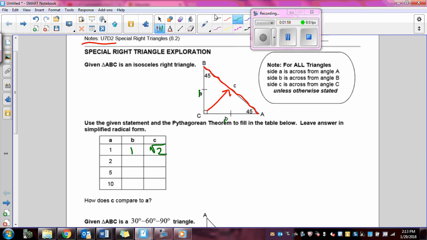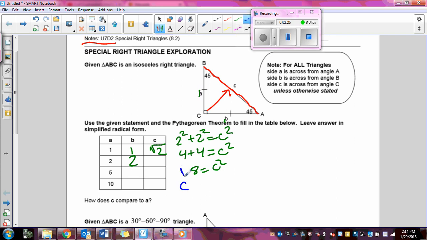You know that if A is 2, then B is also 2 because they're equal side lengths. And we're going to use a squared plus b squared equals c squared. 2 squared is 4, plus 4 equals c squared. 8 equals c squared. And I'm going to take the square root of each side, and we're going to get c equals the square root of 8.